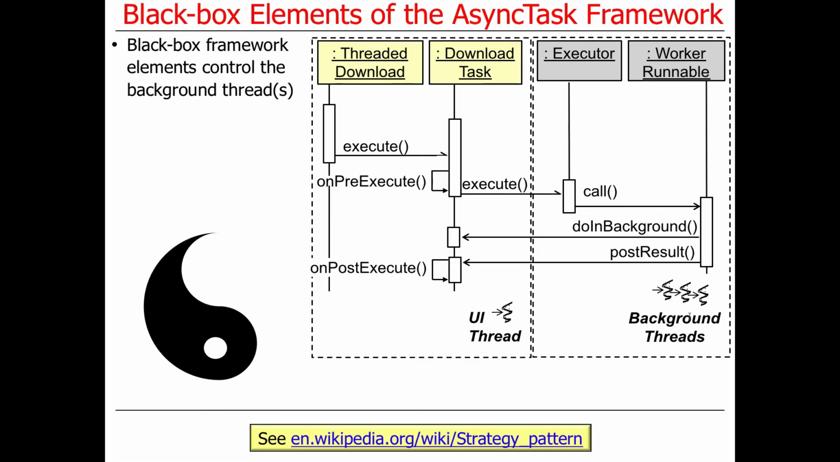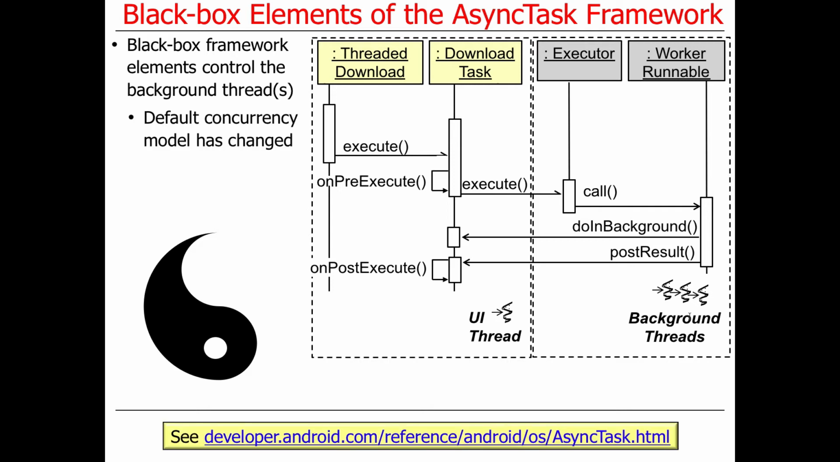Let's now talk about the black box elements of the framework. The AsyncTask uses black box framework elements to control the way that background threads are used to execute multiple async tasks concurrently. And it uses the strategy pattern in order to do this. So that's another Gang of Four pattern.